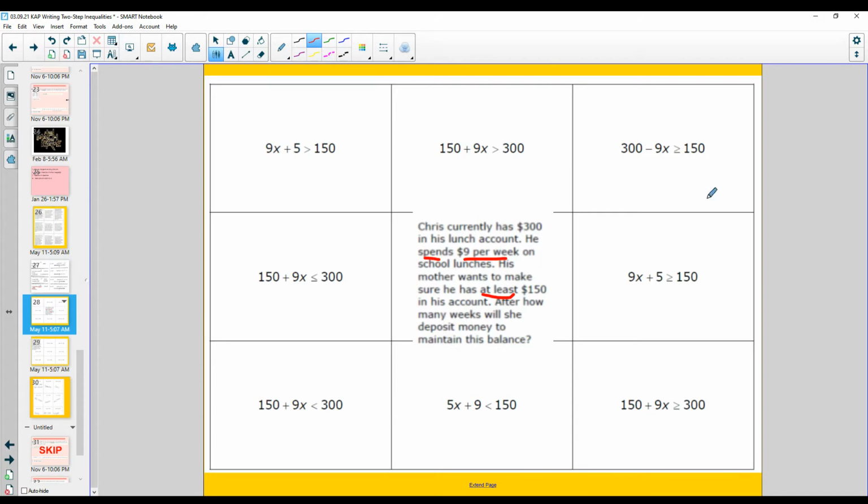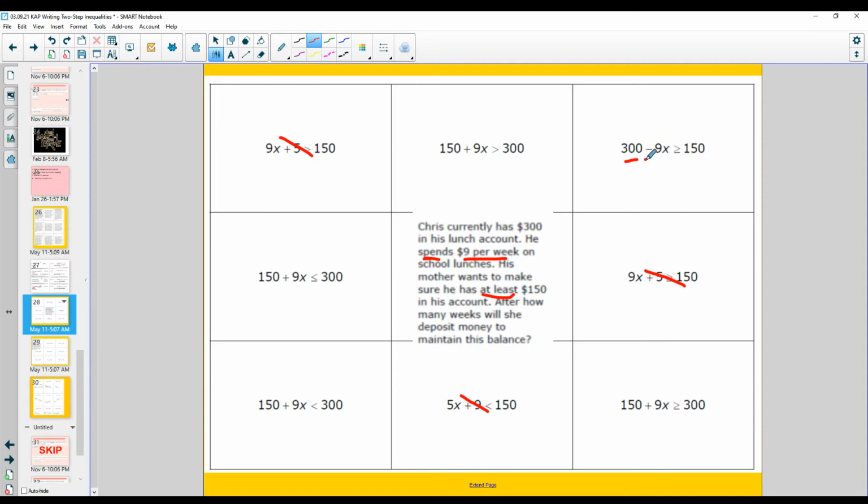So here is our stuff. So we need to match it up now. First of all, I'm going to eliminate some choices. Well, there's no 300 here, so I know those four are out. So it's going to be one of these. So he starts with $300 he spends. When you spend money, what operation are you doing? You're taking money away. I think it's going to be this one.